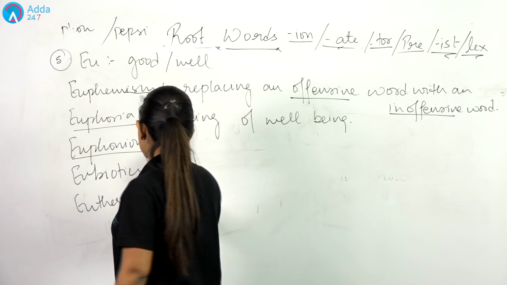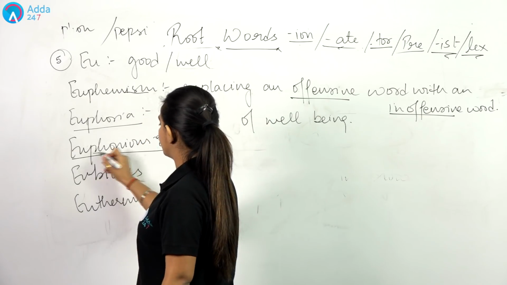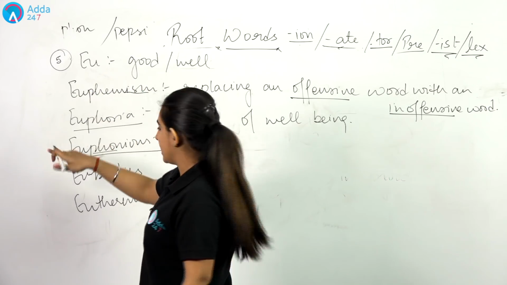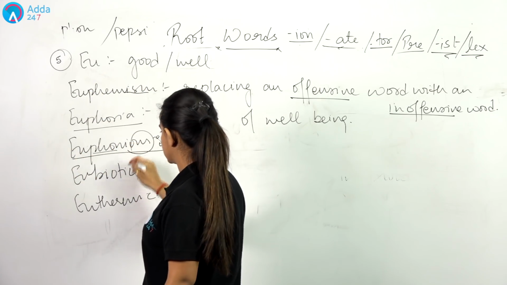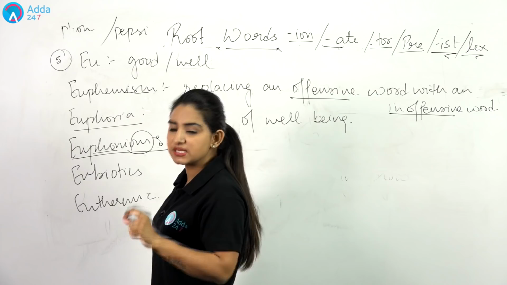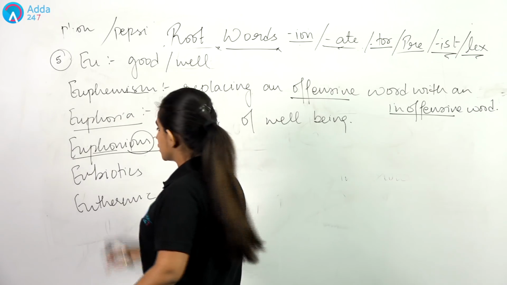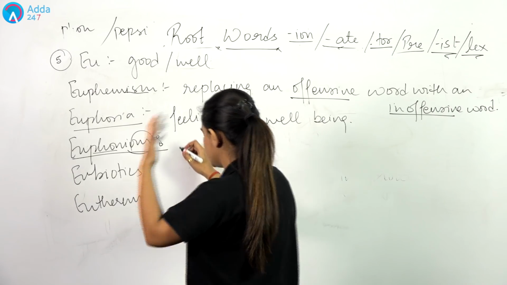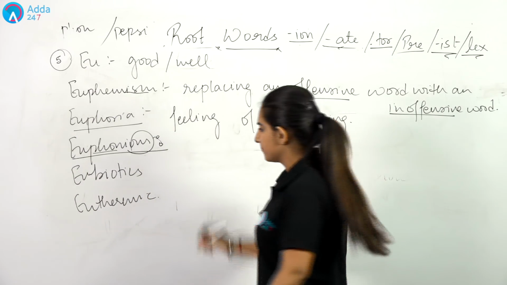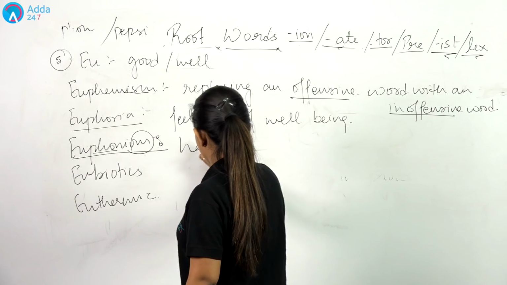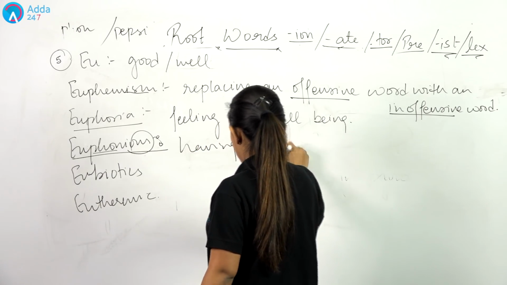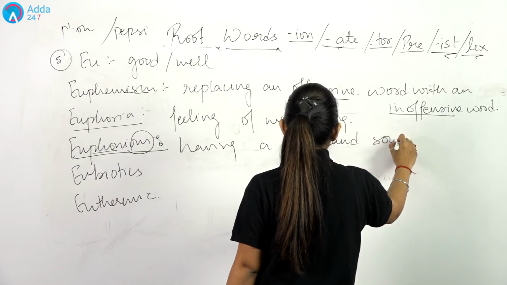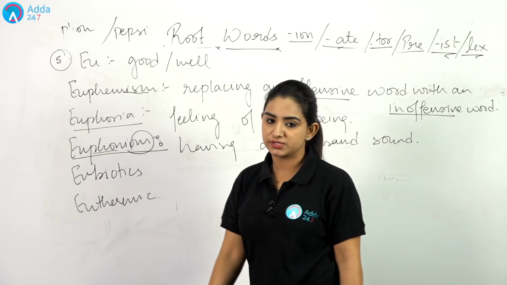Then we have euphonious. Again, I told you the word phone means sound, that means something related to speech, and euphonious, O-U-S, whenever a word ends with O-U-S, that will form an adjective, okay? So when I say euphonious, what does this mean? It means that you're talking about something that has a melodious sound, right? Euphonic, having a pleasant sound is what we mean by euphonious, right?